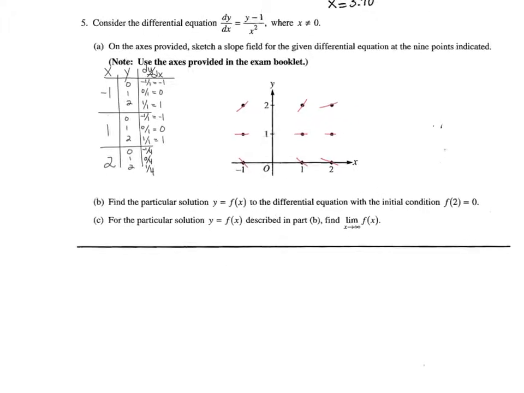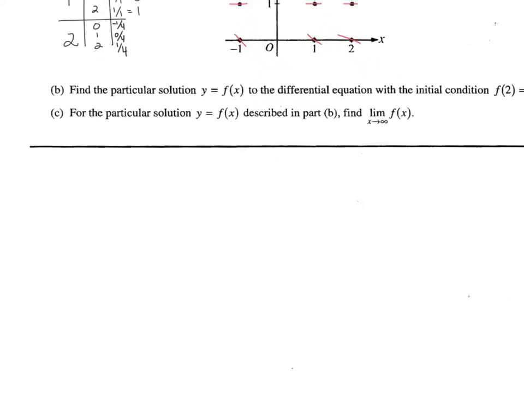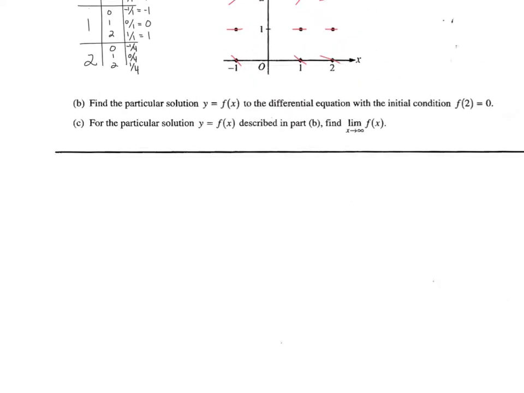Okay, letter B says, find the particular solution y equals f of x to the differential equation with the initial condition f of 2 equals 0. I get so many people that will screw this up. That's the point (2, 0): x is 2, y is 0. And think about this. It says find the particular solution y equals f of x. Take these extra words out. It says find y equals f of x.